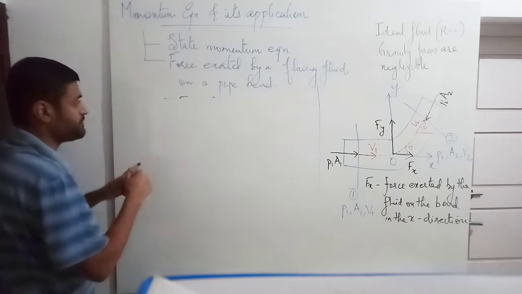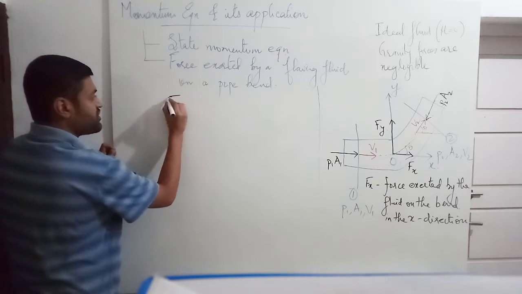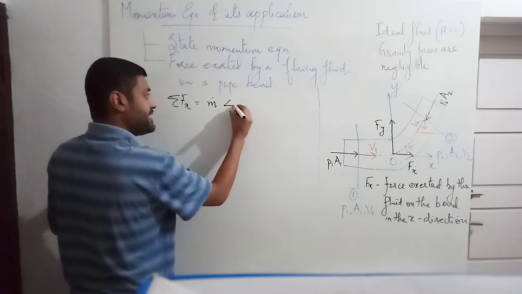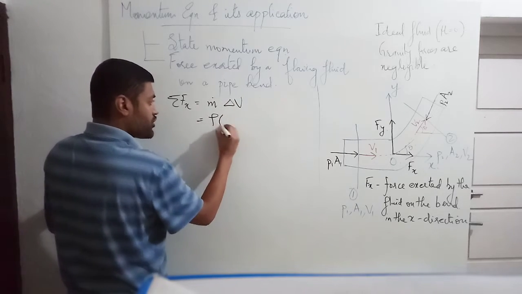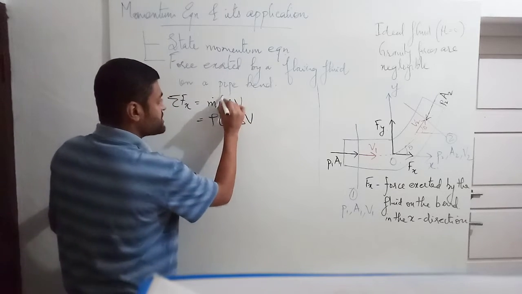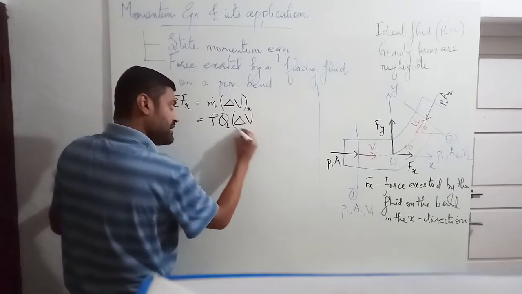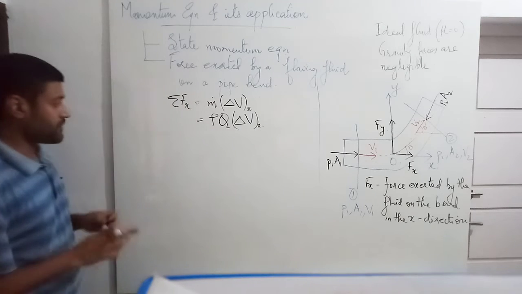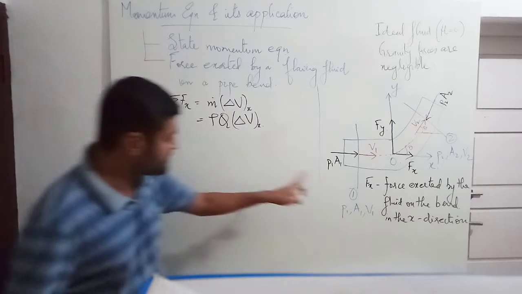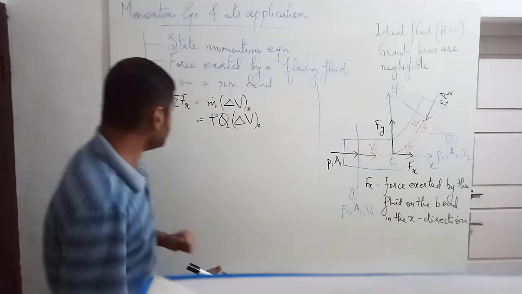Now just rewriting the previous equation, summation of forces in the x direction is equal to m dot delta v, that is rho q times delta v. Since it is in the x direction, I will write delta v in the x direction. Okay, now what are the forces acting in the x direction? What I will do is go from section 1 through to section 2.